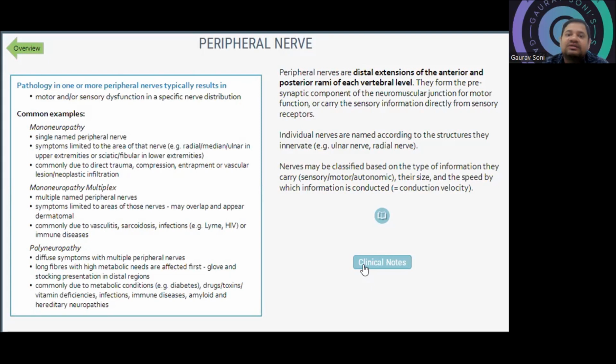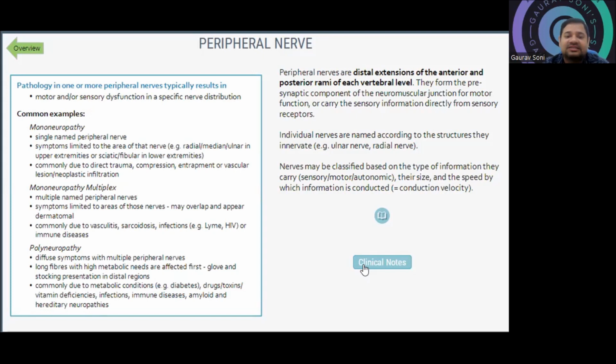Pathology in one or more peripheral nerves results in motor or sensory dysfunction in a specific nerve distribution. You might be recalling the dermatomes, a patch of skin supplied by a single nerve. If something happens to that nerve, the whole of that patch will be affected. There are some examples, like mononeuropathy, which is for a single peripheral nerve. Symptoms may be limited to the area of the nerve, commonly due to direct trauma.